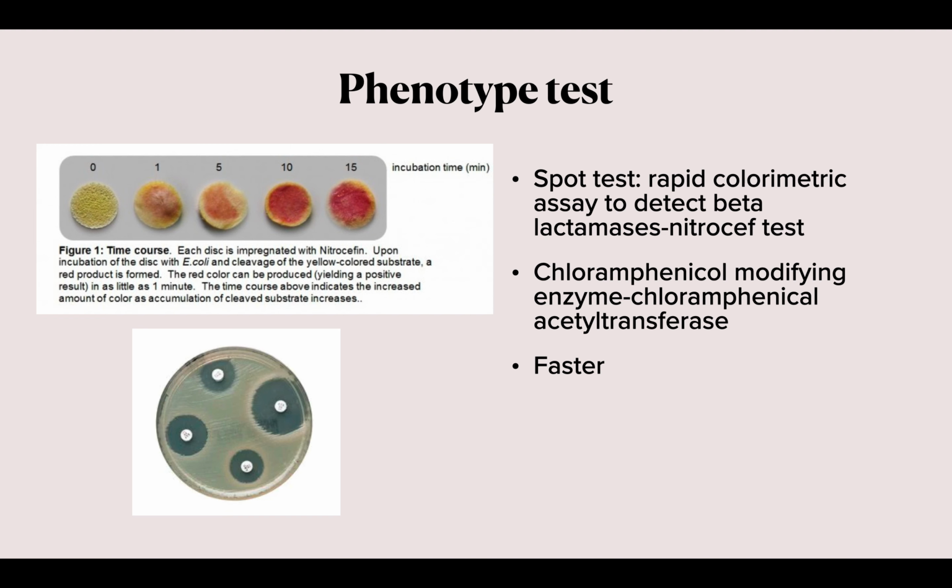More useful are the phenotype tests. So we're going to do a spot test, which is a rapid colorimetric assay to detect beta-lactamases. One of them is the NitroCef test. So each disc is going to be soaked in NitroCef, and on the incubation of the disc with E. coli, we're going to see if a red product is formed. Once a red product is formed, that means it's a positive result.